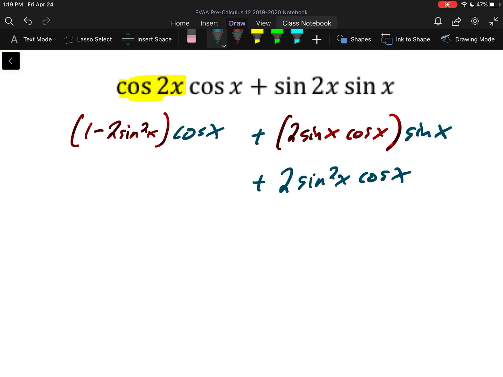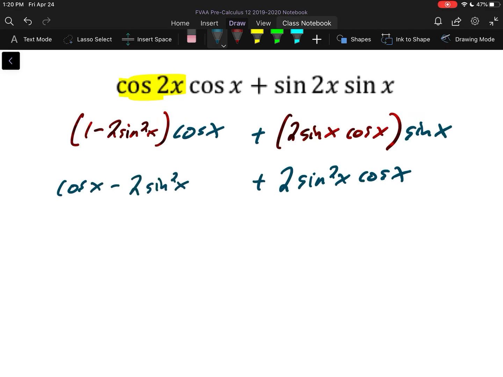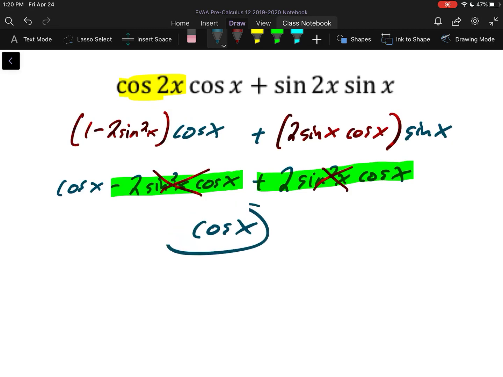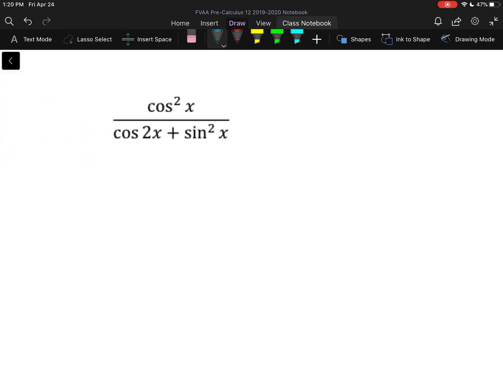All right. And I end up with, here I have to distribute the cos to the 1. I end up with cos x minus 2 sine squared x cos x. I'm so happy they're using x. And lo and behold, these just cancel each other out, right? Negative 2 sine squared x cos x, positive 2 sine squared x cos x. So these just cancel out. And I'm left with my answer of cos x. Lovely. Okay.